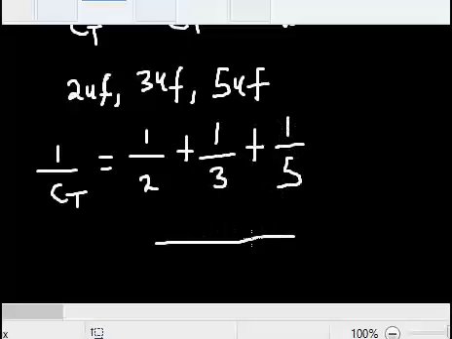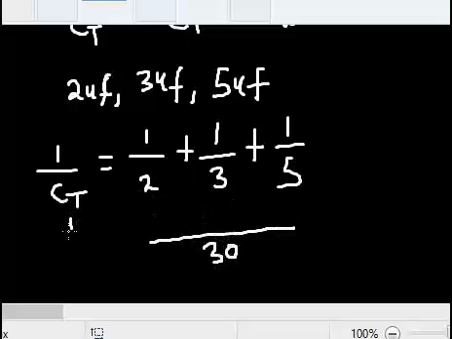Okay, so the LCM available for this is 30. So 1 all over CT is going to be equal to 30 divided by 2, that's 15, 15 times 1 is 15. Then, of course, plus 30 divided by 3, that's 10, 10 times 1 is 10.